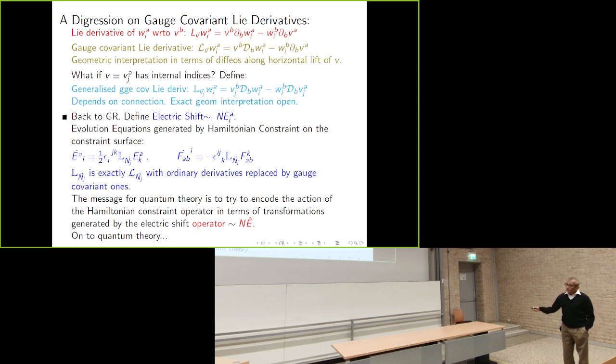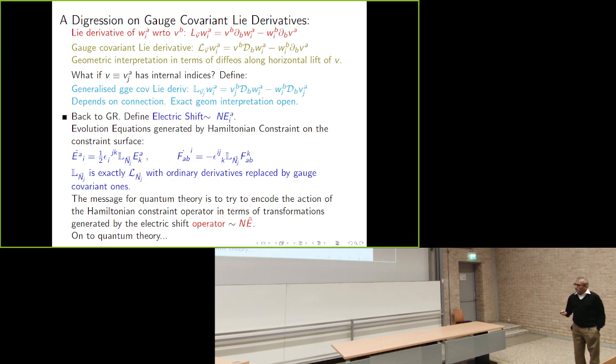Of course, this depends on the connection, and the connection is the second part of the data. So you have the electric shift, which depends on the electric field, and the connection creeps in from the definition of the generalized gauge covariant derivative. Nevertheless, this is really a beautiful and extremely intriguing form, and I just wanted to exhibit it here. Therefore, the message for quantum theory is to try to encode the action of the Hamiltonian constraint operator in terms of transformations which are generated by the electric shift, which now becomes an operator because it depends on the phase space variable, which now becomes an operator. So that is the aim of what I'd like to do.